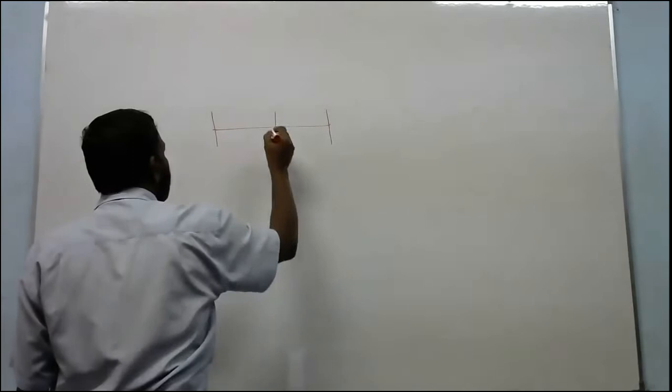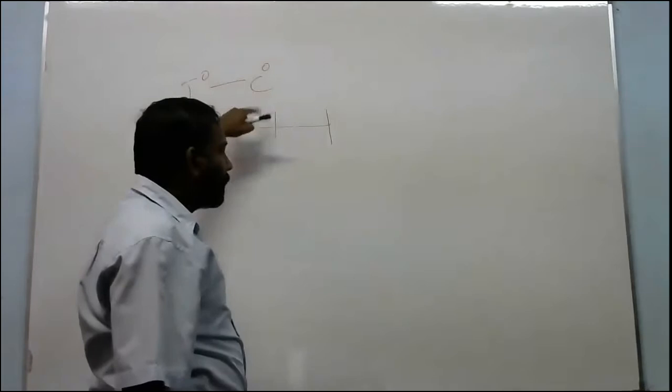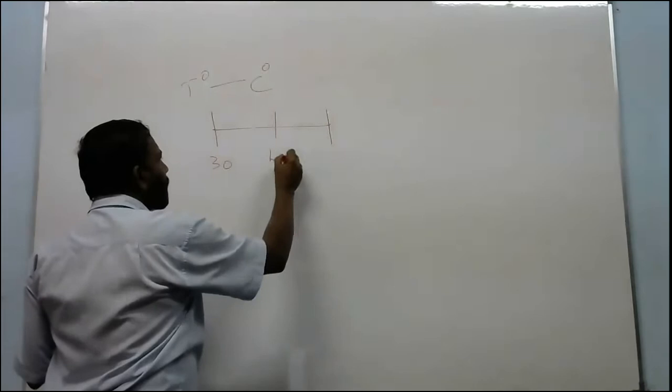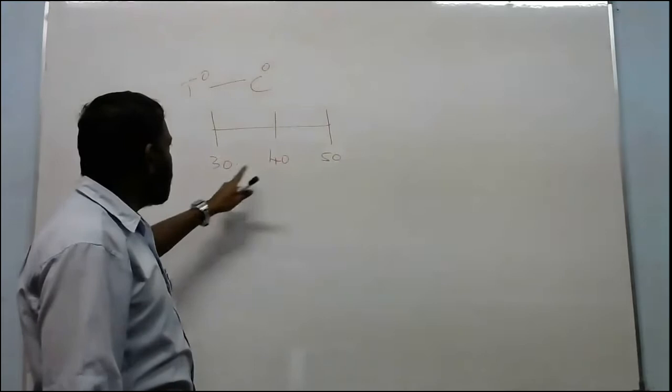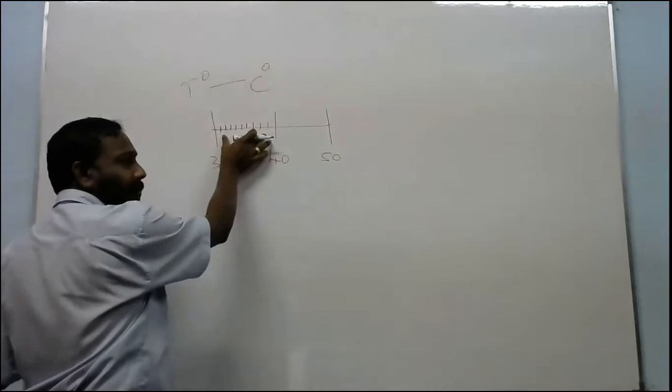say this is a temperature in degree centigrade. We'll consider degree centigrade, right? So this is 30 degrees centigrade, this is 40 degrees centigrade, this is 50 degrees centigrade. Now, let me talk about the small scale scheme. We have smaller divisions in both cases. What do you think about these intervals?